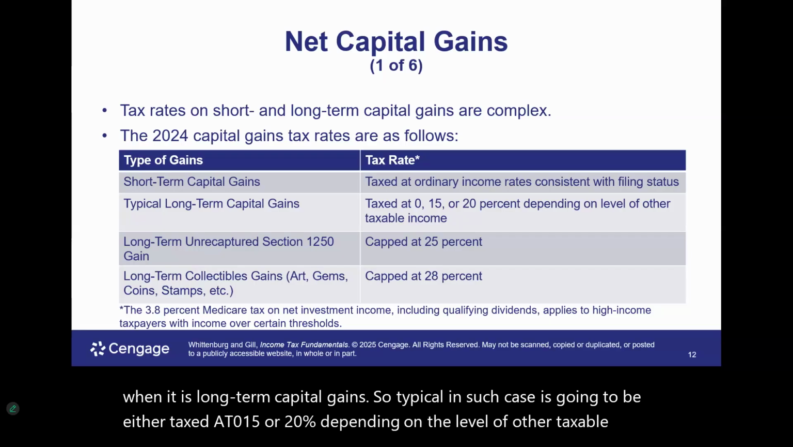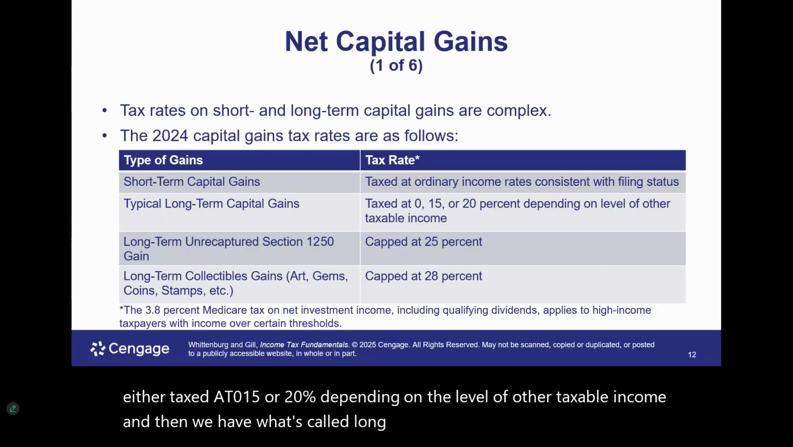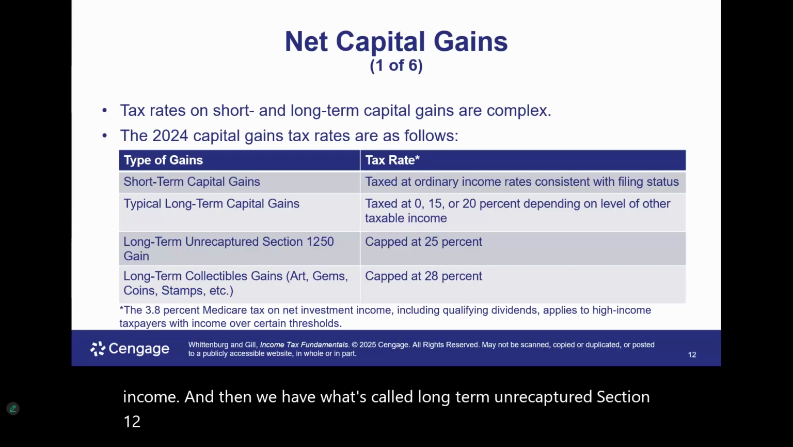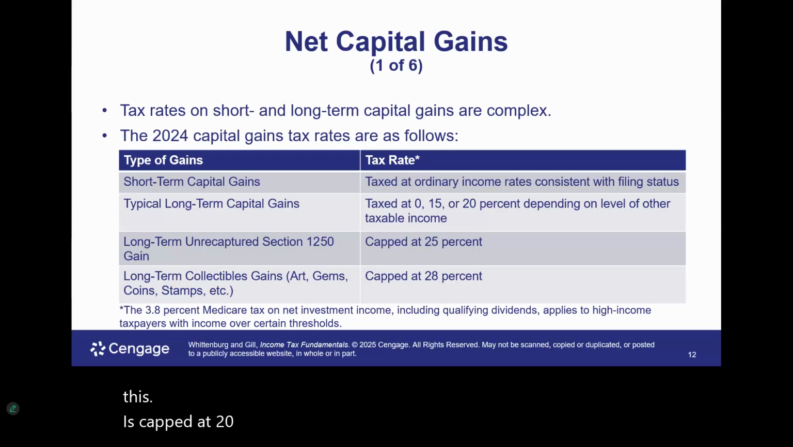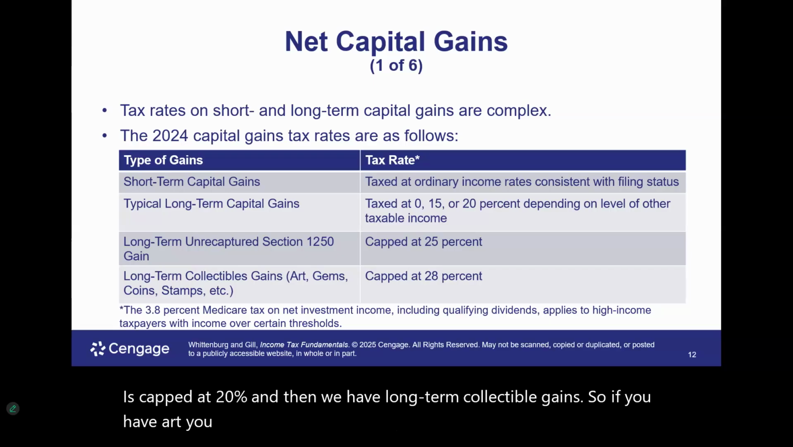And then we have what's called long-term unrecaptured Section 1250 gain. This is capped at 20%. And then we have long-term collectible gain. So if you have art, gems, coins, stamps, etc., these are capped at 28%.